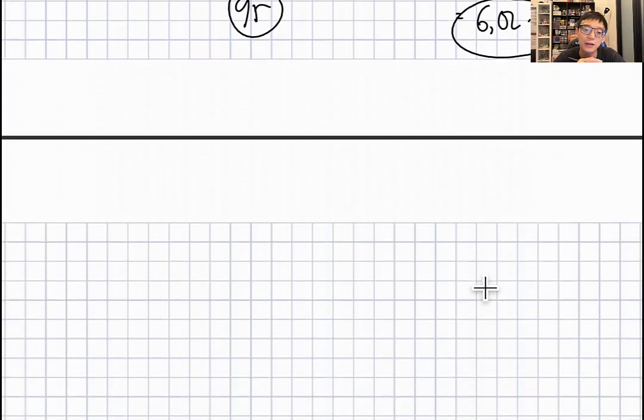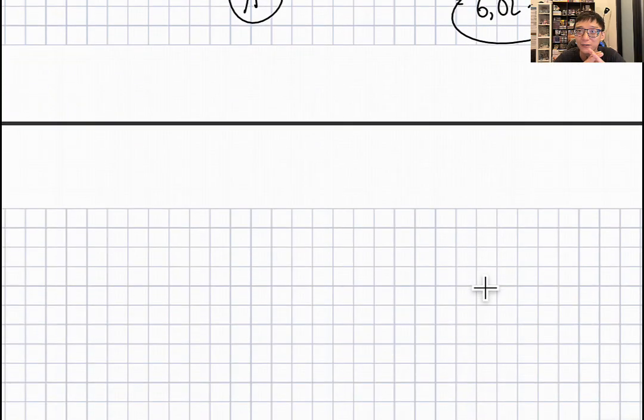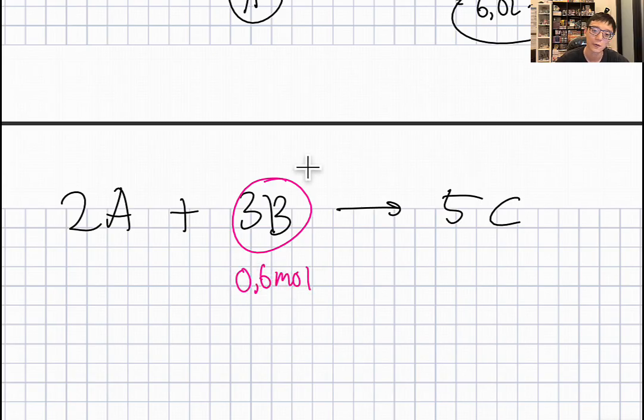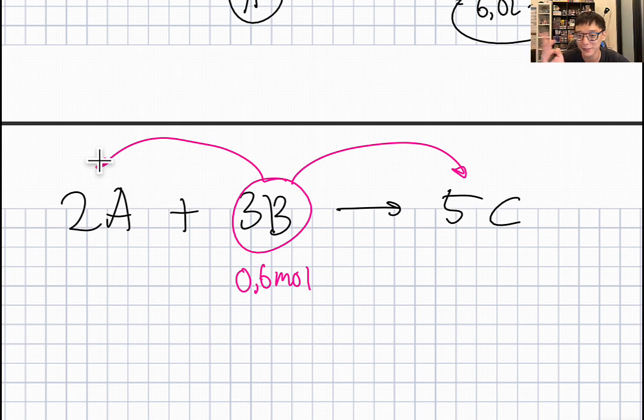I would like to give one example of a rather tricky thing to compare. For example, you have a reaction 2A plus 3B becomes, let's say, 5C. Let's say that for B, finally you find the mole, and the mole is actually 0.6 mole. What is the mole of C and what is the mole of A? It's tricky, right? Because it's not as straightforward like the previous reactions. It's not just 2 times or just 3 times. This one is tricky.